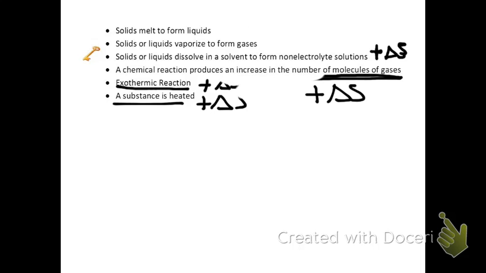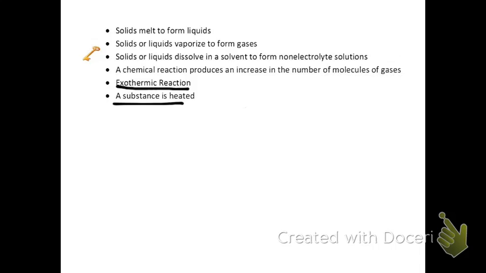Alright, so the best thing to do is to look at some examples and decide, does this process create more disorder in the universe? So therefore, is it increasing the delta S? And remember, if it is increasing disorder, then the delta S is going to be positive. But if the universe or the surrounding environment becomes more ordered, then the delta S is going to be negative. Alright, got those signs? Okay, so let's look at the first one.